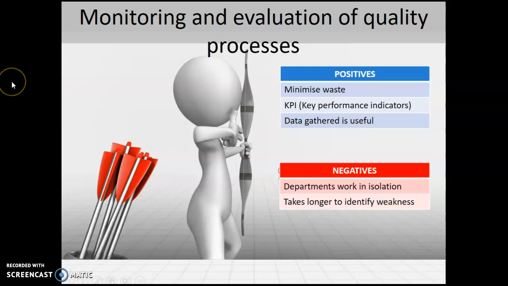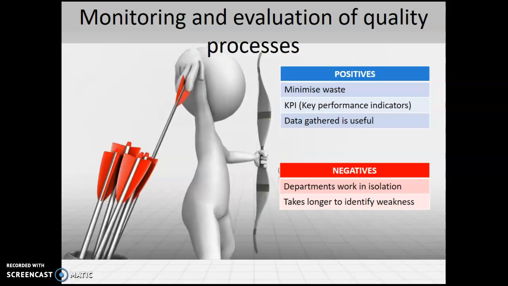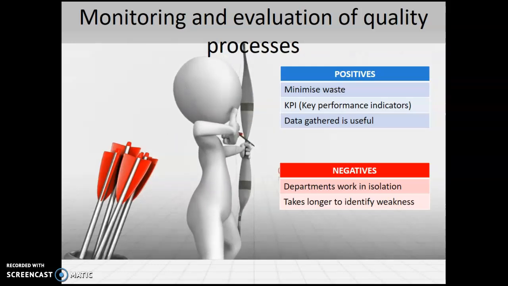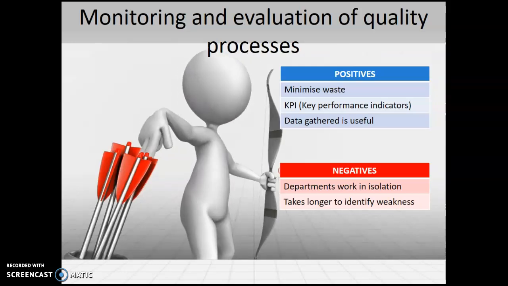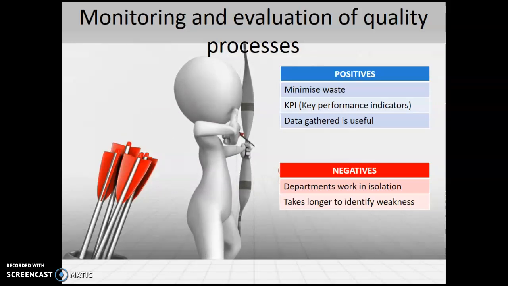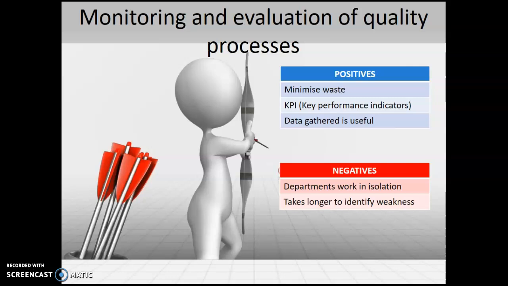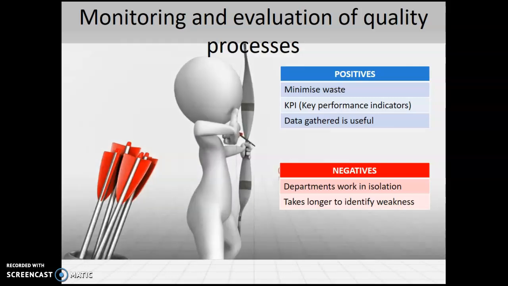Right, now on to monitoring and evaluation of quality processes. Large businesses have a system of monitoring and evaluation in place to prevent product defects and thereby minimizing waste. KPIs, or key performance indicators, are carefully selected to set realistic baselines. Data gathered from these indicators are used to effectively monitor the outcomes.